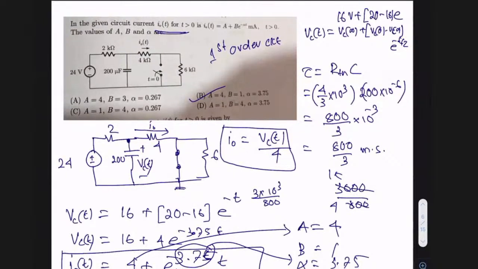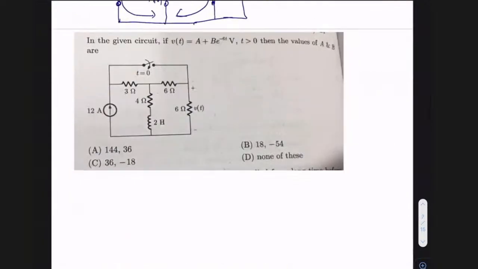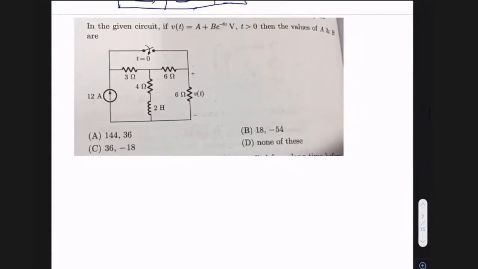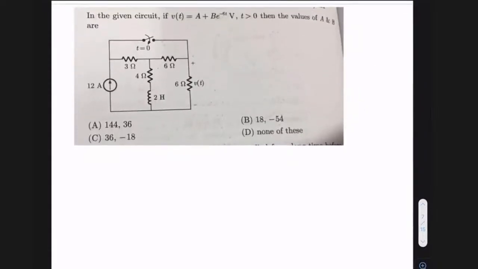So compulsorily, if there is one question from the transient topics, most likely that question will be from a first order RC circuit like this, or from first order RL circuits. So the previous question was from the first order RC circuits.